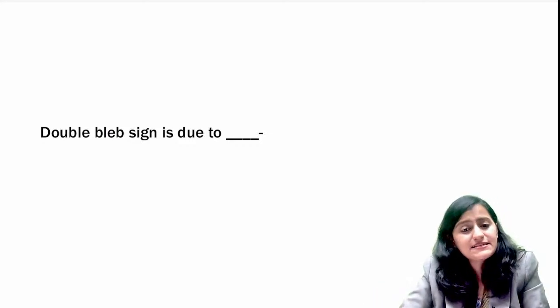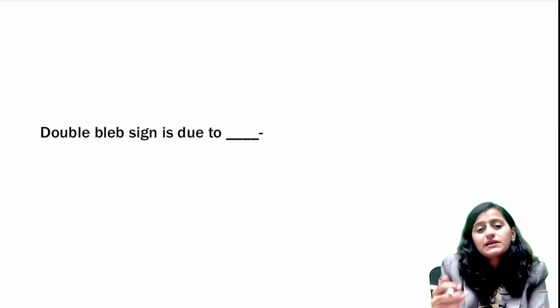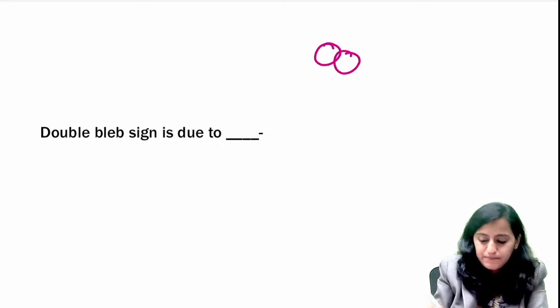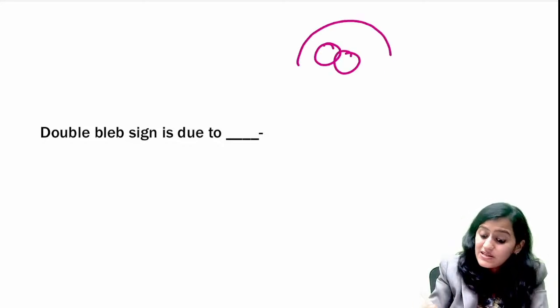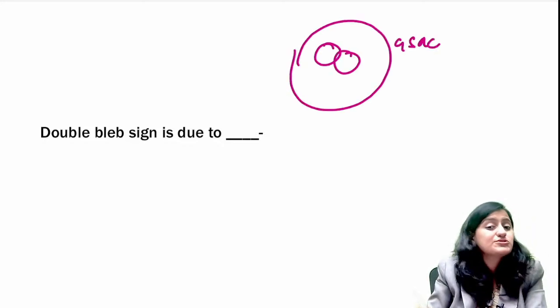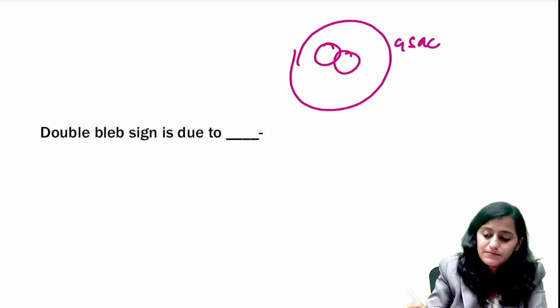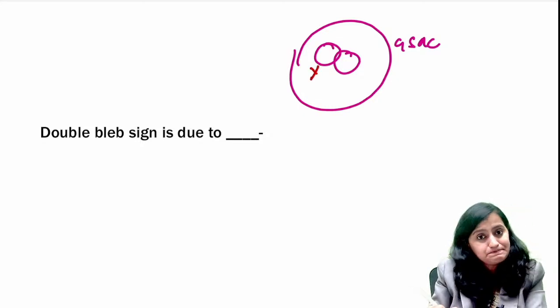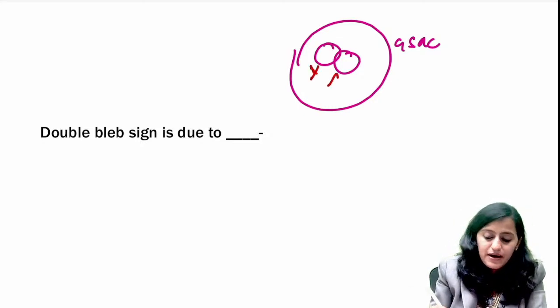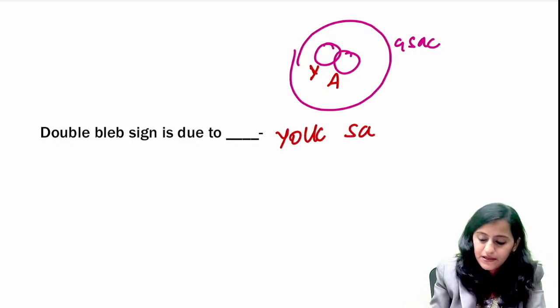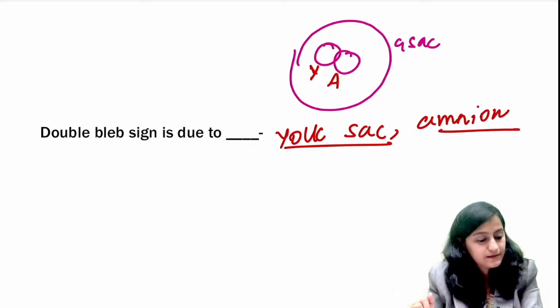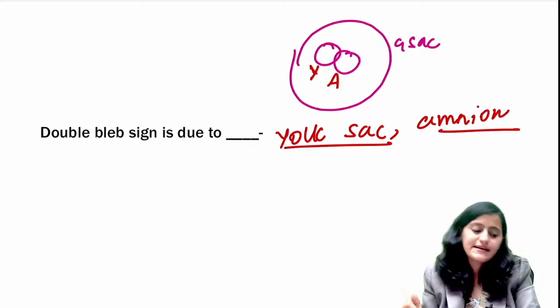Double bleb sign is due to what two structures? In normal antenatal ultrasound, you have double bleb, two circular structures within the outer gestational sac. So the gestational sac is not forming the double bleb. It's a yolk sac, right? And you have the amnion. Okay, the yolk sac and the amnion. Right? So, yolk sac and amnion. Correct.